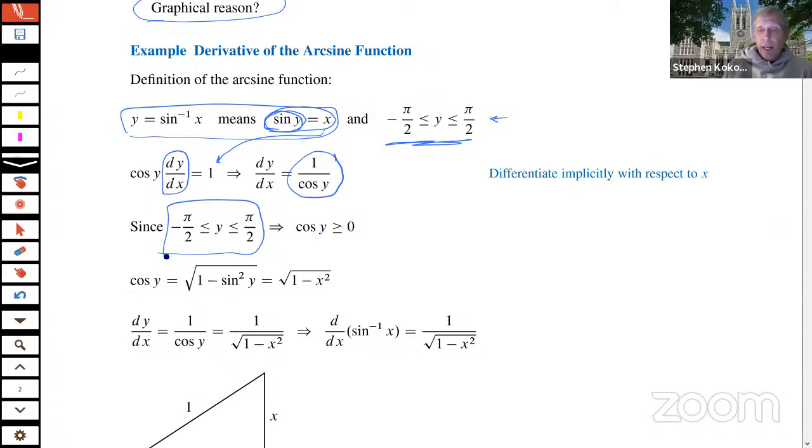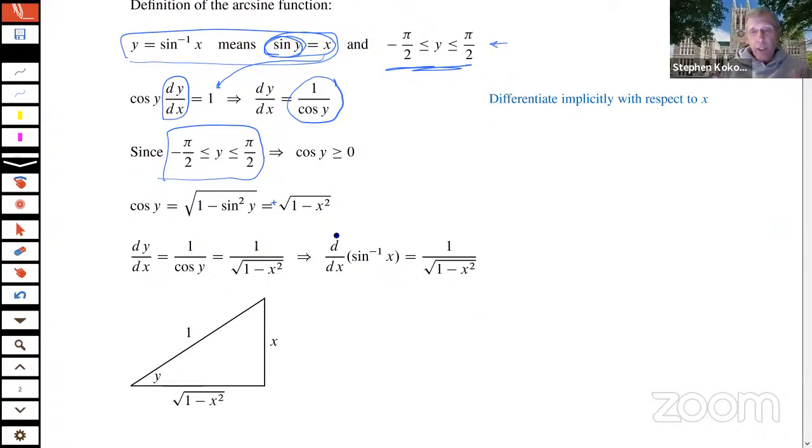Okay. Now I'm going to use a trig identity, and I apologize for this one, I skipped a step here. Cosine squared is 1 minus sine squared. I took the square root of both sides. And because I know that the cosine of y must be greater than or equal to 0, I really have the positive square root here. Cool. So now I have an expression for the cosine of y in terms of x.